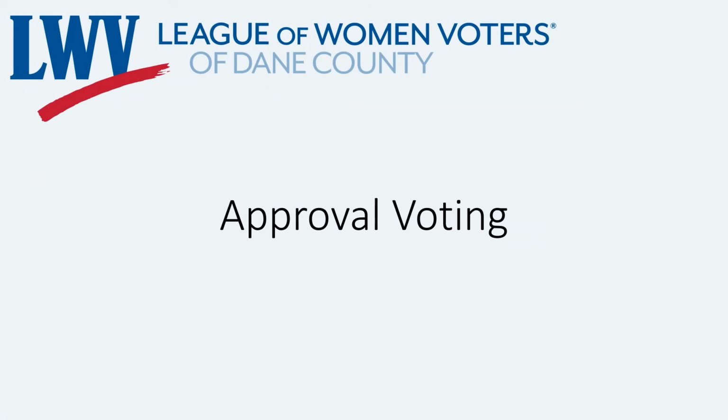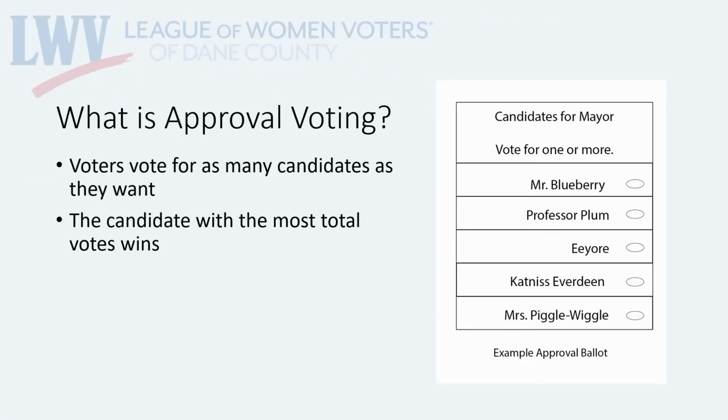Today we are going to discuss approval voting. What is approval voting? Approval voting is an electoral system in which voters can vote for all of the candidates that they approve of, regardless of how many winners a race will have. The candidate with the most total votes wins.